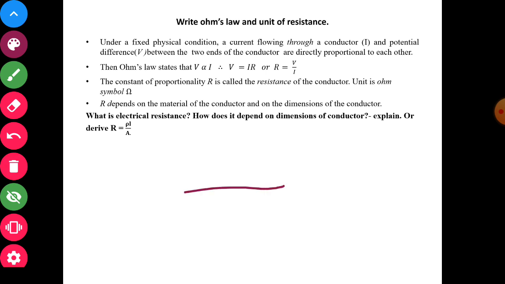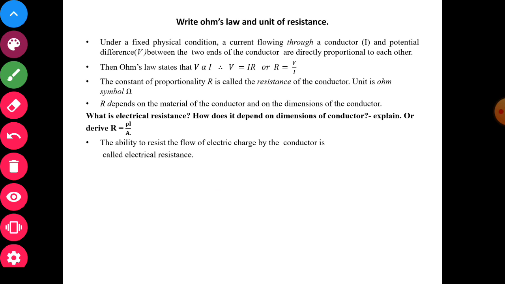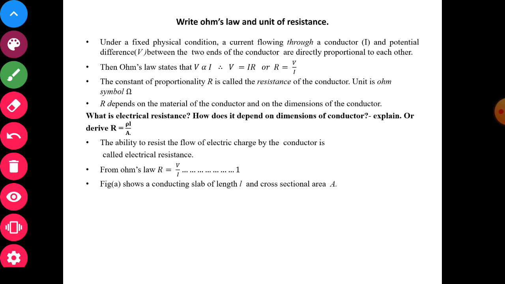Now as you know, the ability of a conductor to resist the flow of electric charge is called electrical resistance. This is a very common understanding. Now, as you know, R is equal to V upon I.